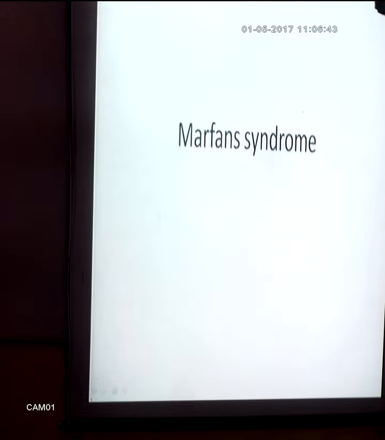Marfan syndrome. There are two types of Marfan syndrome: Marfan syndrome 1 and Marfan syndrome 2. This is an old concept. The 8th, 9th edition of Robbins had this, but none of us will emphasize this Marfan syndrome 2. But this should be emphasized. I'll tell why.